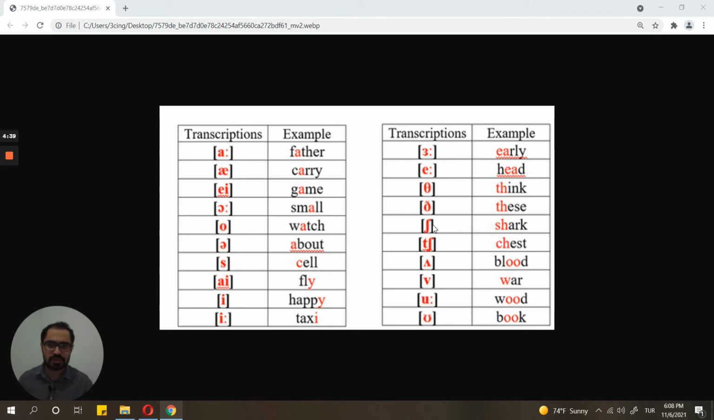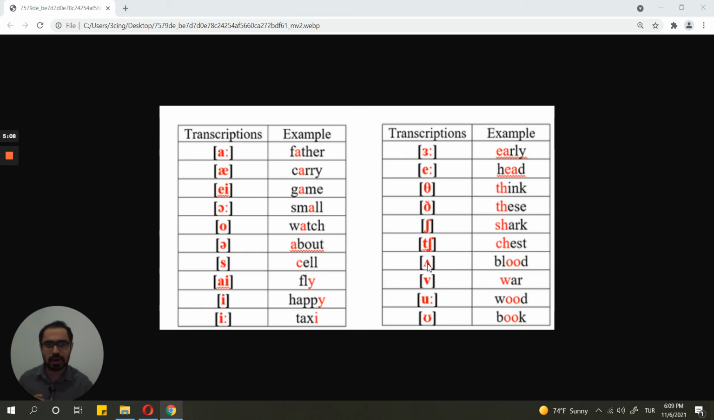Next one is sh, just like the sign of an integral, all right? If you know the math. Sh, shark. Next one is ch, chest, cheese, chicken.